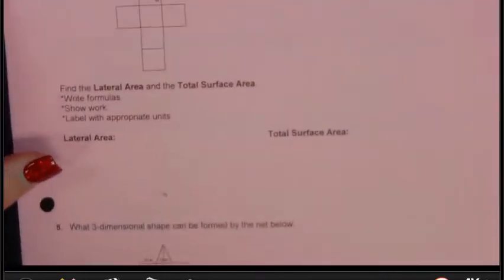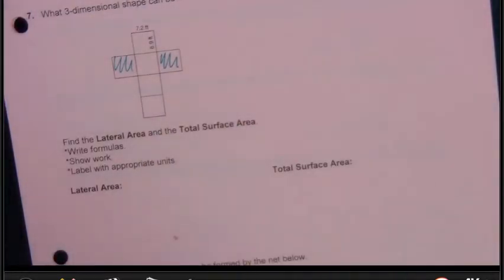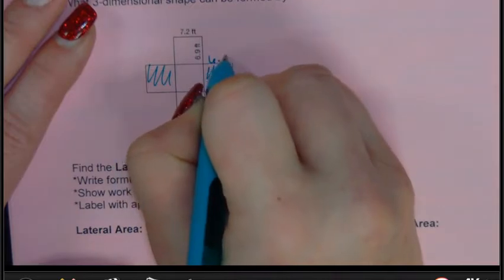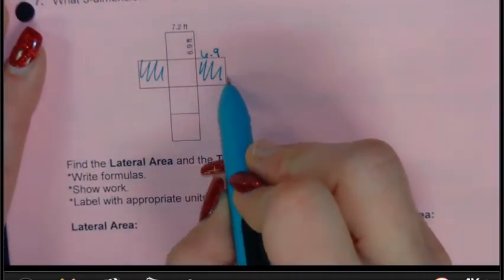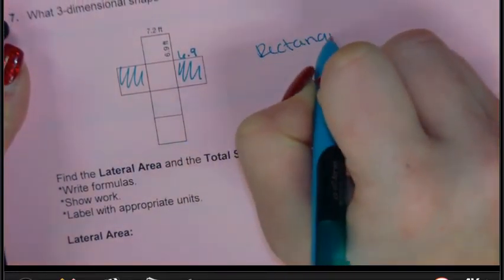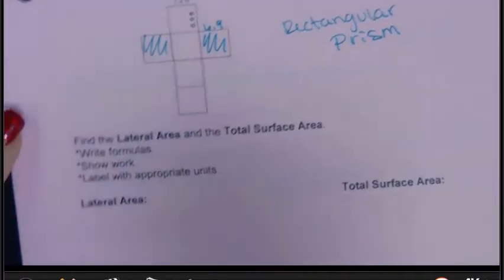All right, next one. So it looks like I have a 3-dimensional shape, and it looks like I have a rectangular prism. Because what I assume is that this side is 6.9. Okay, this side right here is 6.9. I'm going to assume that this side here is 6.9, and since I don't have anything else right here, I'm going to assume that this is a square and that these right here are my rectangles. So I have a rectangular prism.